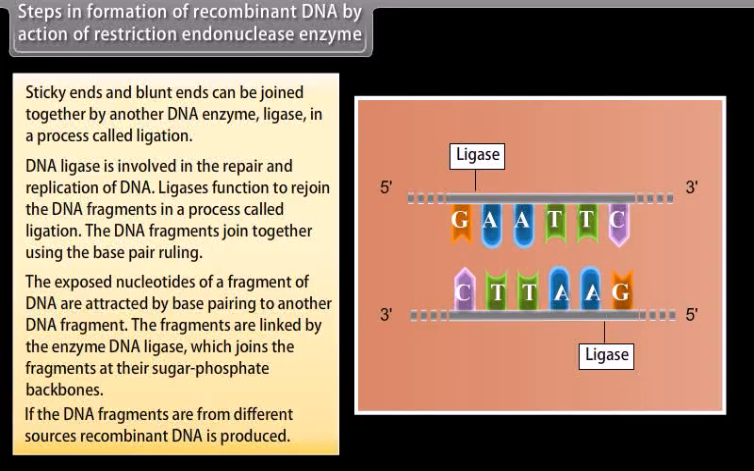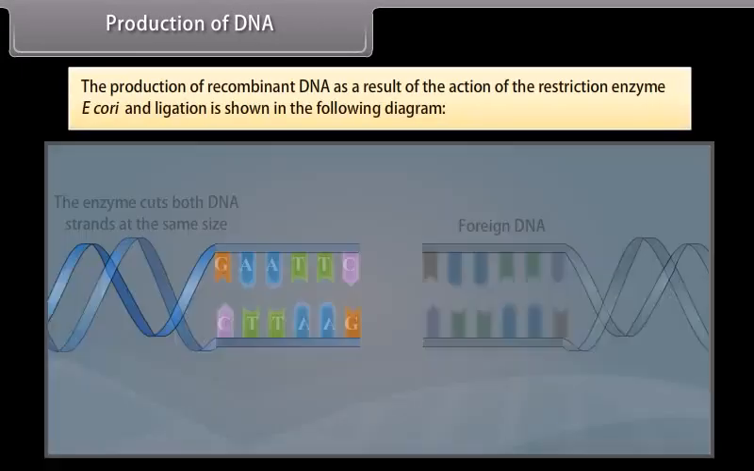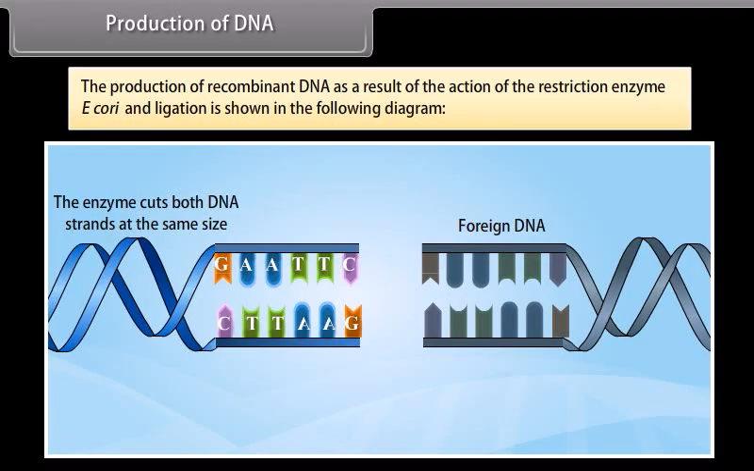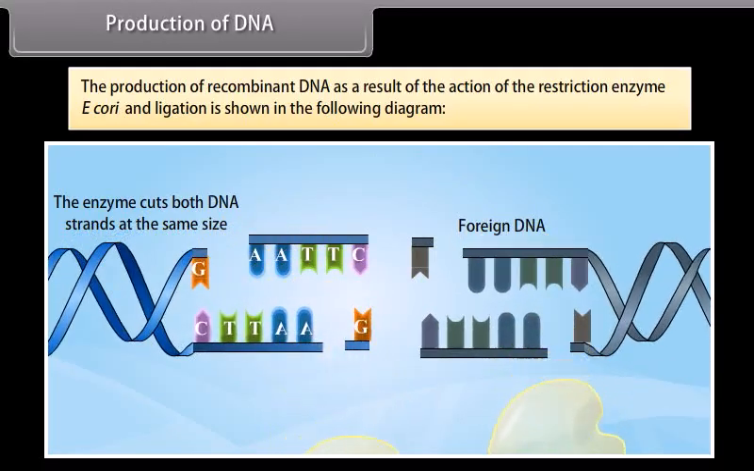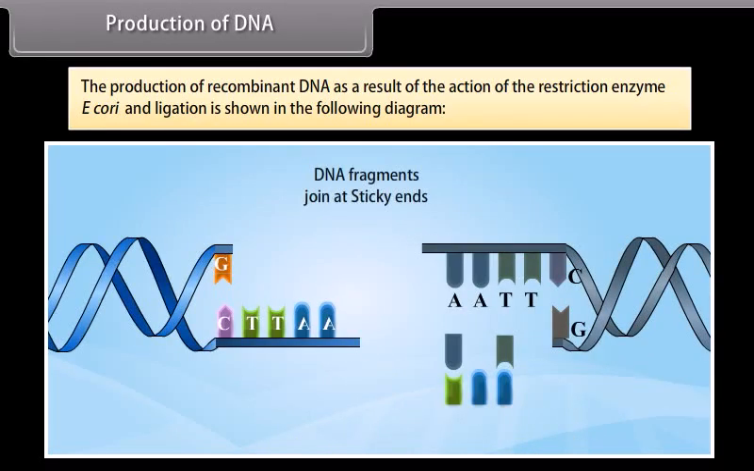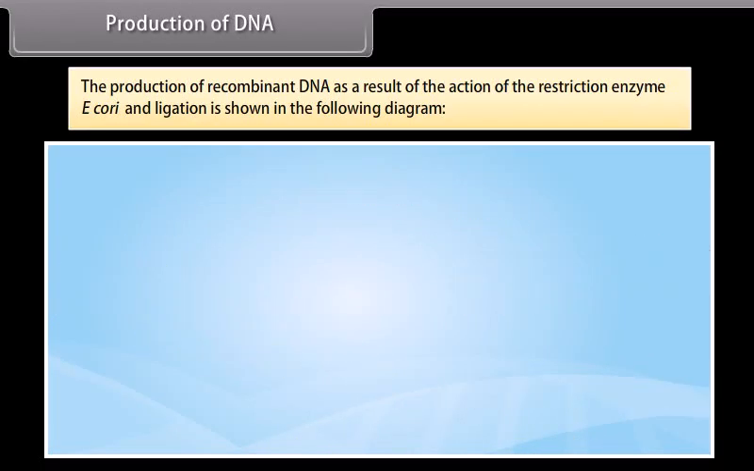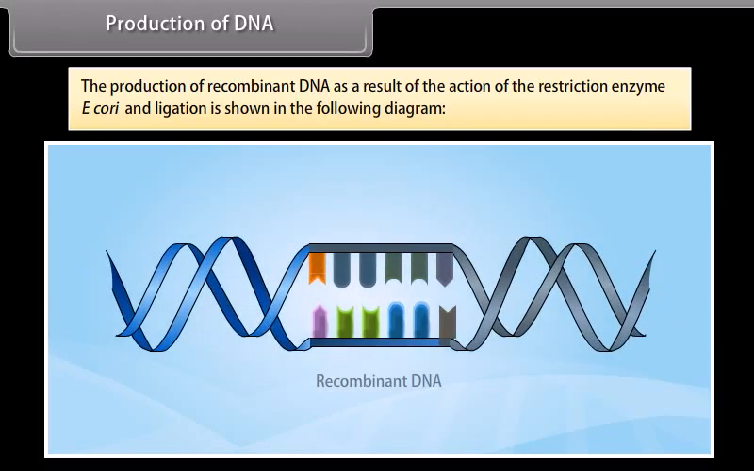If the DNA fragments are from different sources, recombinant DNA is produced. The production of recombinant DNA as a result of the action of the restriction enzyme EcoRI and ligation is shown in the following diagram. The enzymes cut both DNAs at the same site. After that, both DNA fragments can be joined at the sticky ends, and it results in a recombinant DNA.